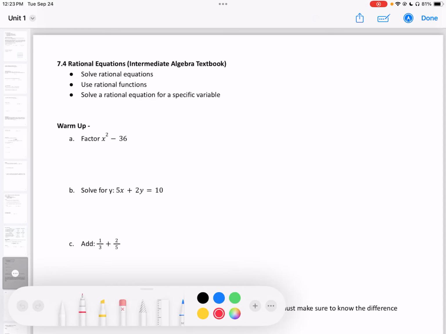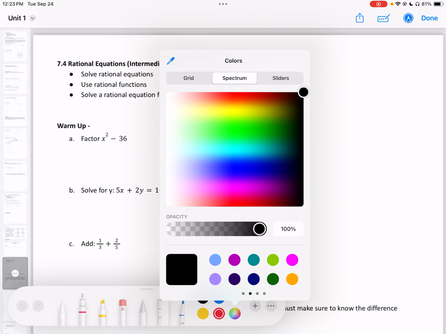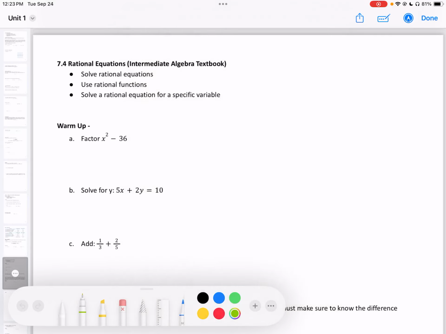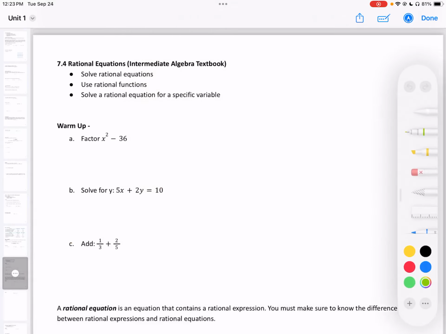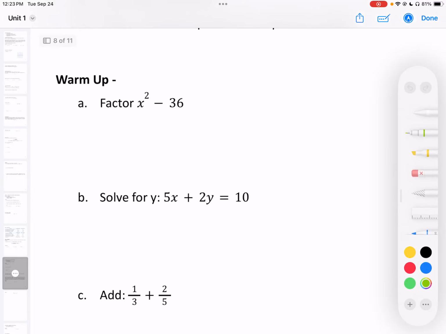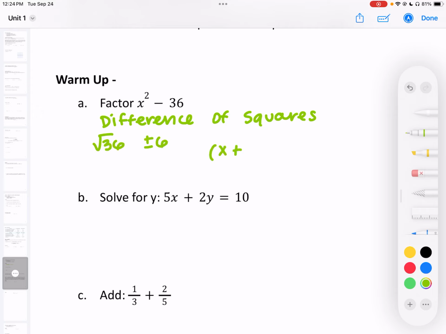Hi everyone, in this video we will cover section 7.4, rational equations. For the warm-up, let's go ahead and get started on that. We want to factor x squared minus 36. If you remember talking about this last class, this is a difference of squares, which means we know that the square root of 36 is plus minus 6. So factoring this is going to be x plus 6 and x minus 6.